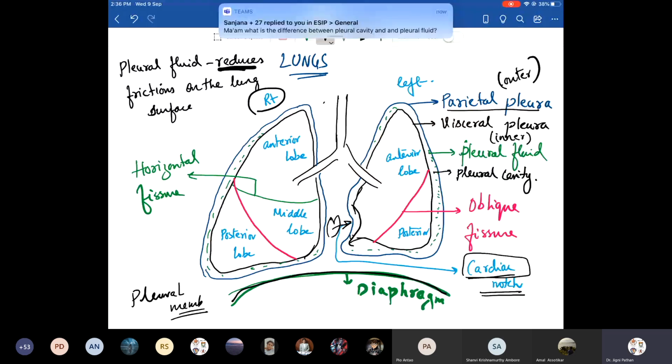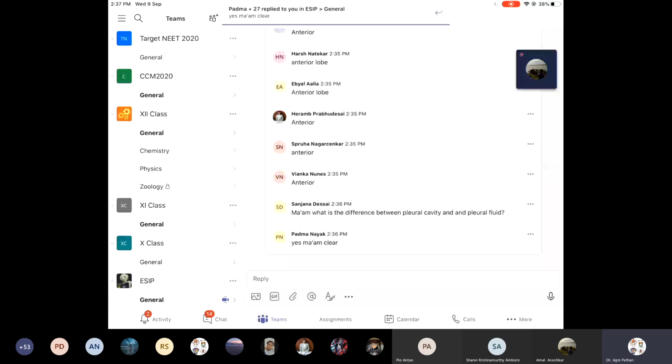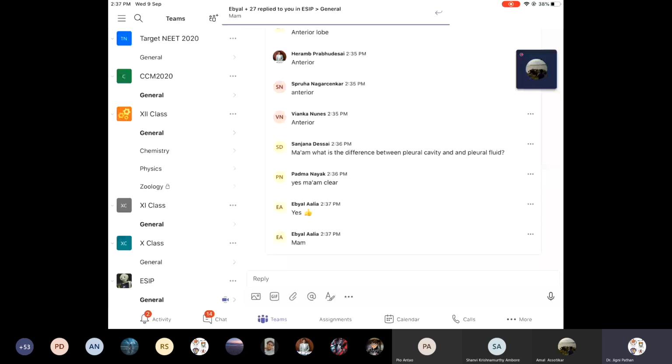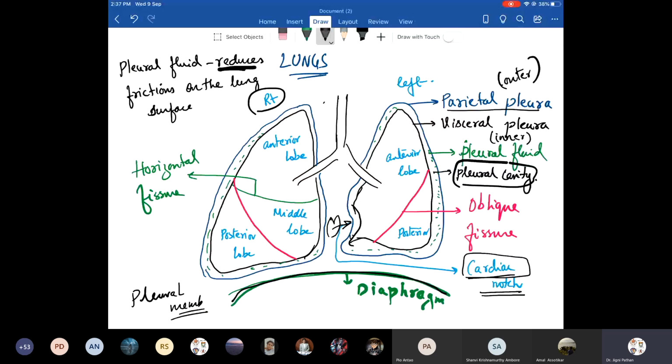Ma'am, what is the difference between pleural cavity and...? See, the pleural cavity is a space between the parietal pleura and visceral pleura. That is a cavity. The liquid that is present in the pleural cavity is pleural fluid. Got the point? Cavity is a space. Fluid is a liquid which is present in that cavity. Is the point clear? Quickly tell me yes or no. Yes, ma'am. Got it, ma'am. Okay, fine. So this is all about the lungs.